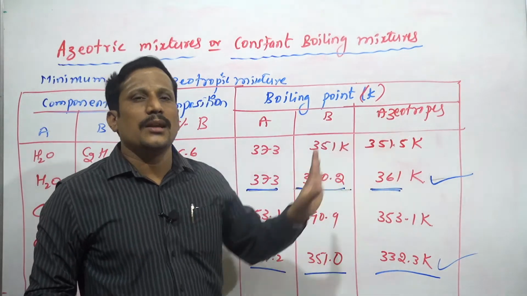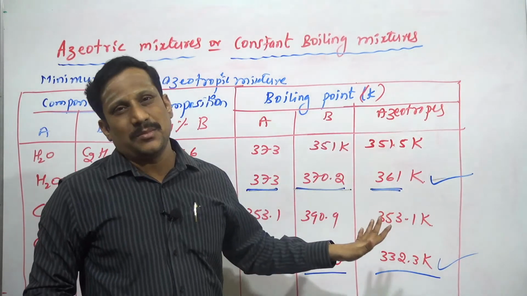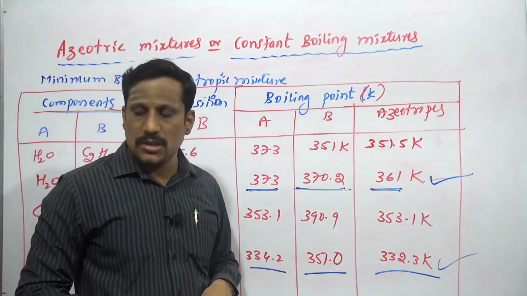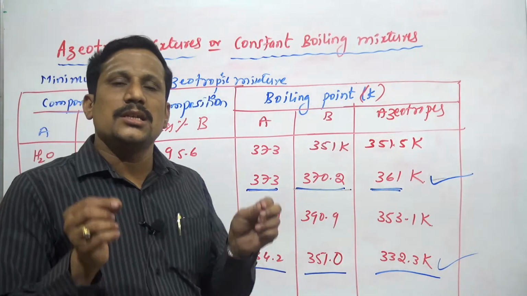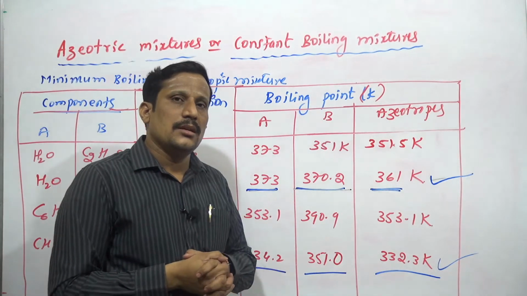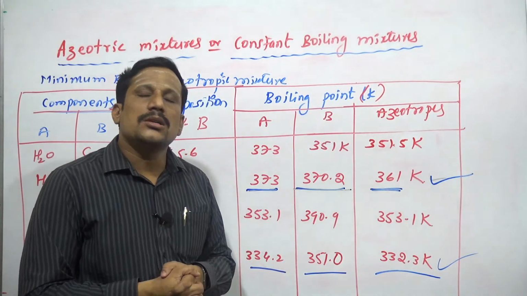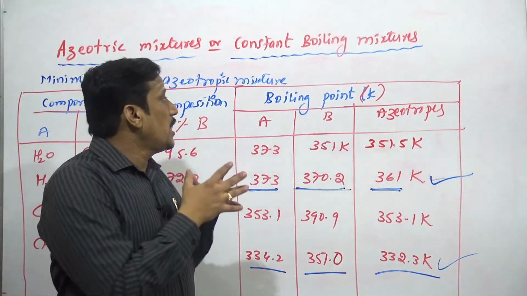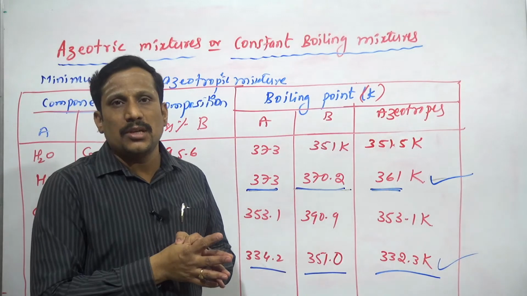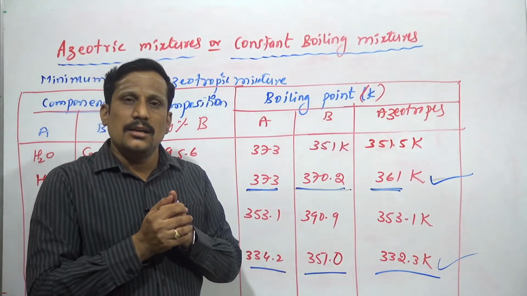0.5 or 0.1, one more extra Kelvin maximum. Other than that, it is not possible. So, minimum boiling azeotropic mixtures, those mixtures which show large positive deviation from Raoult's law, they are the minimum boiling azeotropic mixture. Try to understand.